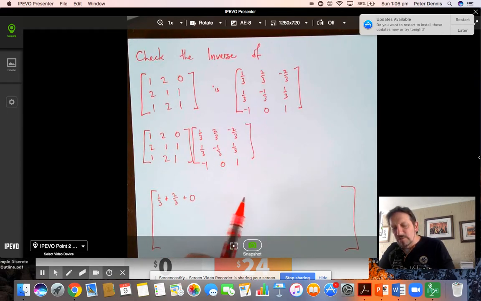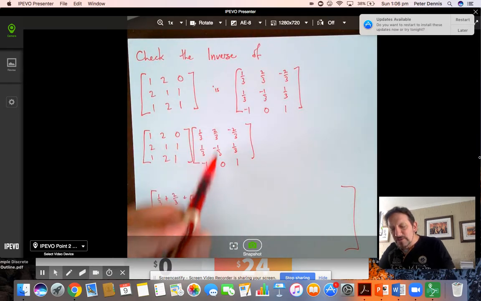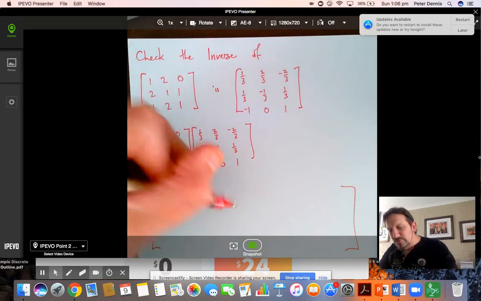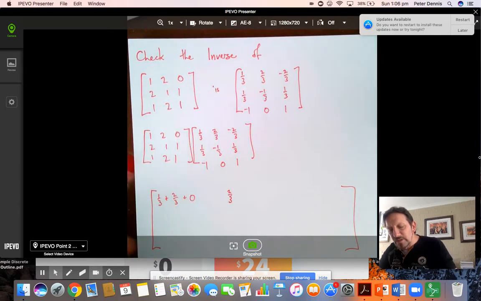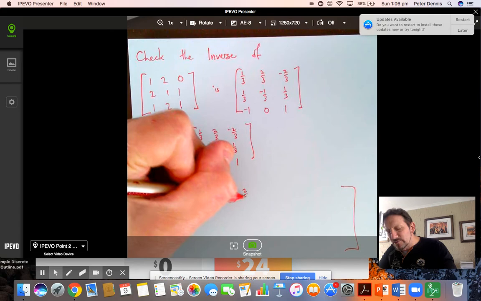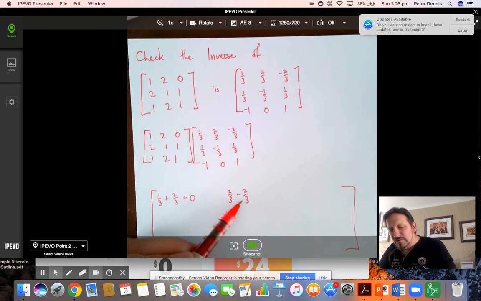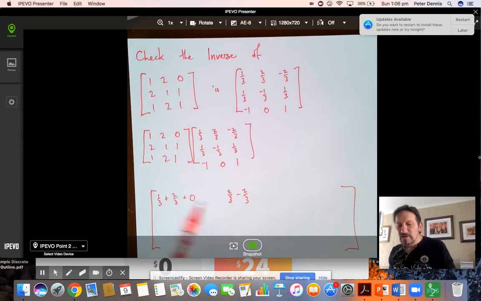What do we want here? We want a 0. So it's going to be across and down the middle one. 1 times 2/3 is 2/3. 2 times minus a third is minus 2/3. And 0 times 0 gives us 0. So again, we're looking pretty good. 2/3 minus 2/3 is 0. That's exactly what we want.